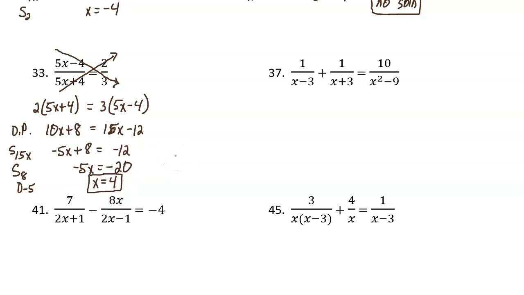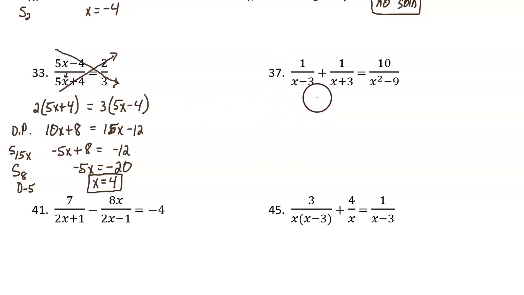Because the original problem had a variable in the denominator, we need to check to make sure that that 4 is in the domain. So we're going to plug a 4 in there. Make sure this denominator does not turn out to be a 0. 5 times 4 is 20. 20 plus 4 is 24. That's okay. It's okay to have a fraction with a 24 in the denominator.